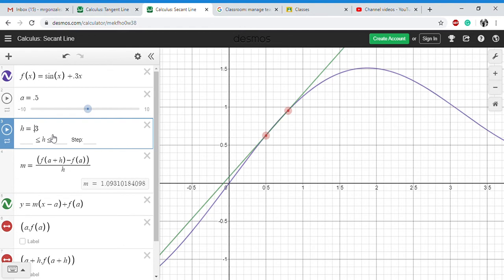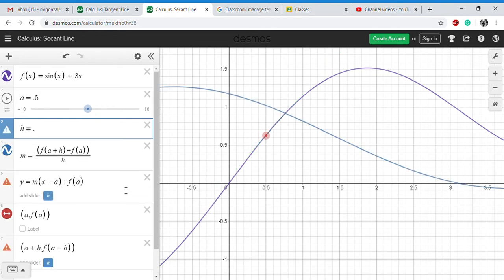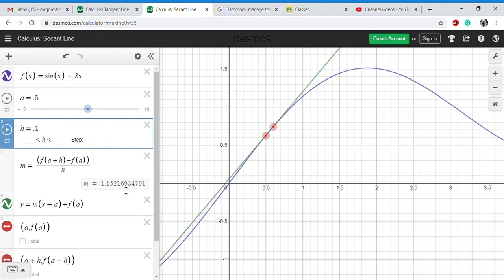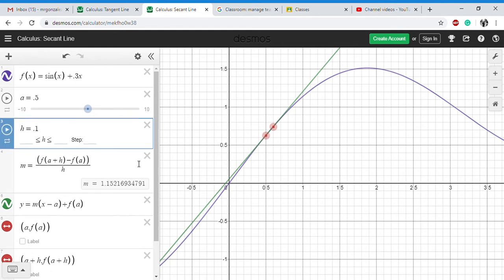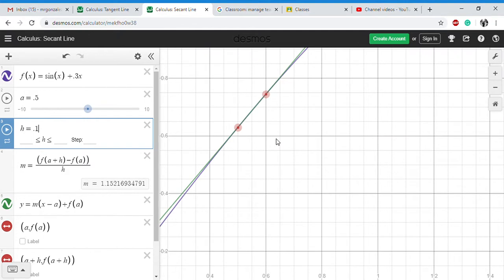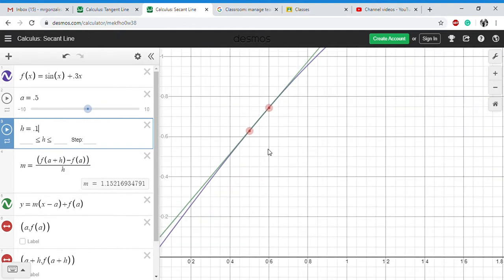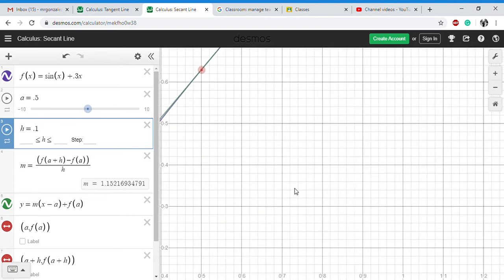Okay, so now the distance got really close, and now the slope at x equals 0.5 is going to be 1.093. All right, now if I decrease that distance, let's grab 0.1. Okay, well now my slope is a little bit more specific, because the distance from 0.5 to 0.6, because I added 0.1, is going to give me a slope of 1.15. And remember, I'm working with the secant line, right?